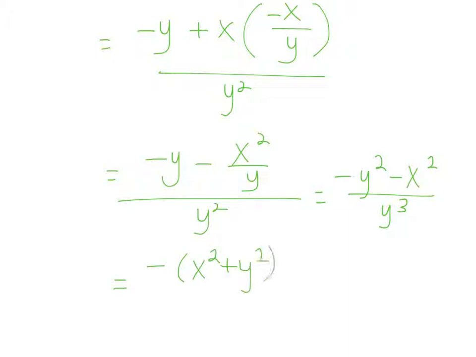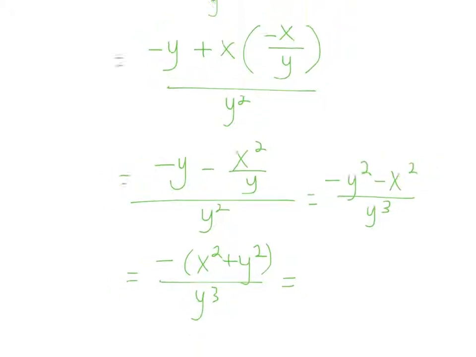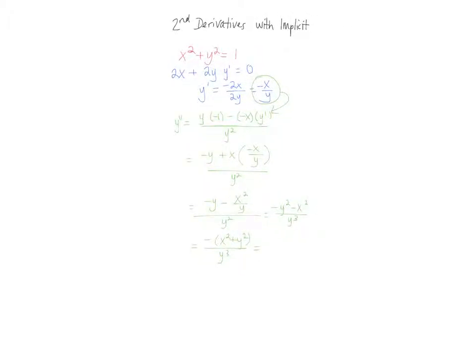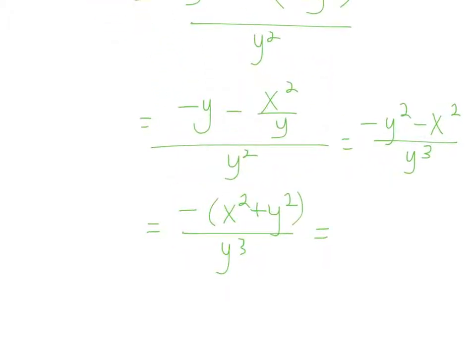plus y squared, which according to our very first equation, the original, what we started with, x squared plus y squared equals 1. So I'm going to plug that in to the second derivative. And so the second derivative, remember this is how the slopes are changing, okay, is negative 1 over y cubed.